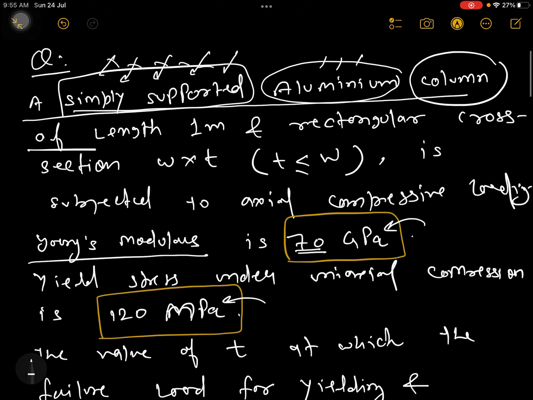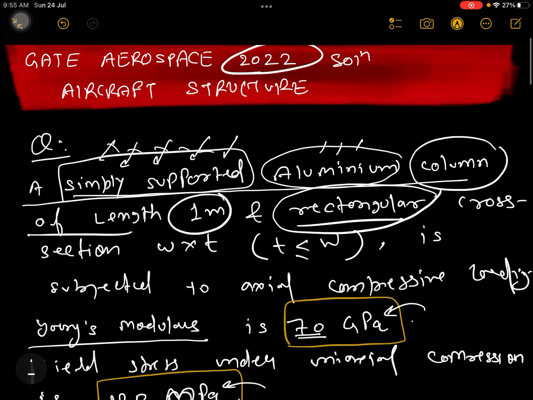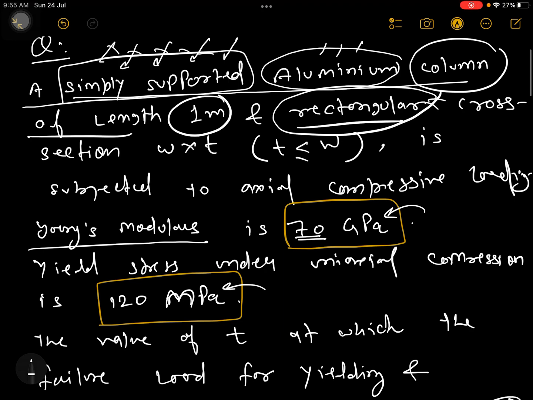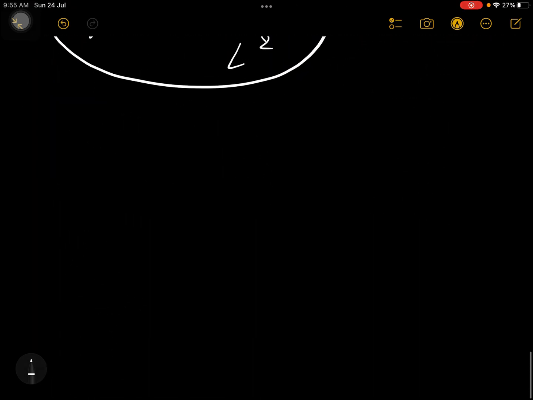Okay, let's go to the question now again. Column of length 1 meter. So L is given clearly. Rectangular. Now see, this year they have asked in rectangular. This year means I am solving the 2022 solution. Maybe in upcoming years they can ask circular or triangular. In that case you should be ready with your concept of moment of inertia.